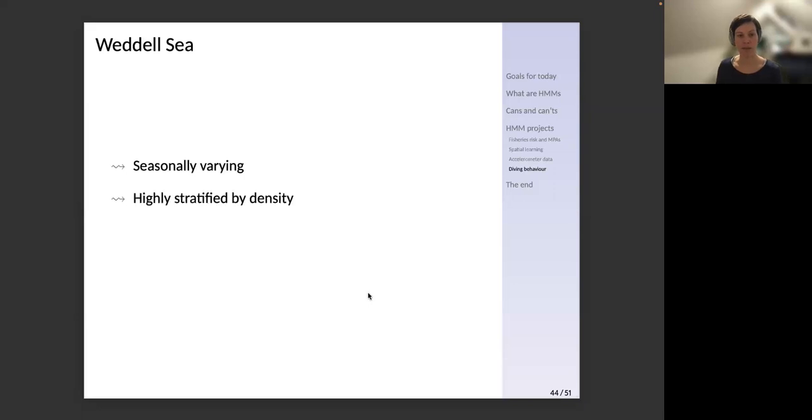So we've got this seasonally varying, really highly stratified by density water column. So imagine sort of oil and water. You've got these really defined layers in terms of density in the water. We call them water masses. If you're familiar with these oceanographic terms, there are a variety of available water masses, and they really are little parcels of water, and there are defined interfaces between the water masses.